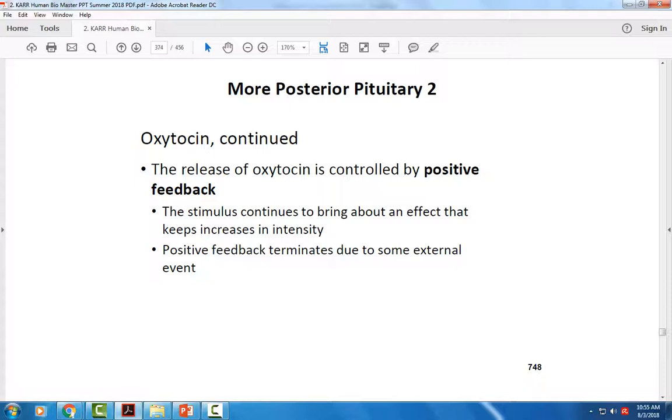But in the case of oxytocin, it encourages more release, because we want that. We want those contractions to increase and continue to increase in order to birth that infant. So that's why oxytocin has positive feedback, because the goal is to increase contractions until the child is born.